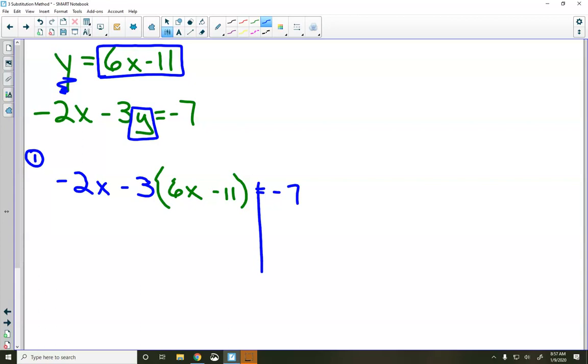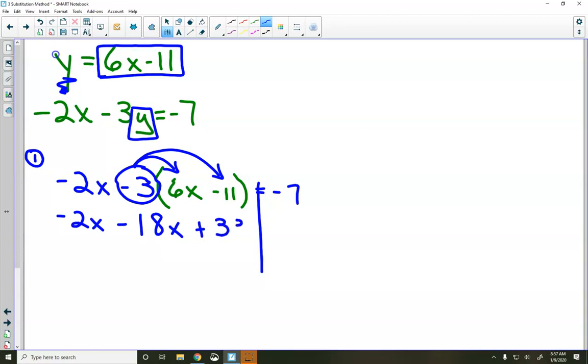Alright. I'm going to distribute the negative 3 to each thing. Again, remember, don't forget the negative sign with the 3. It's like a package deal. So I get negative 2x minus 18x plus 33 is equal to negative 7.